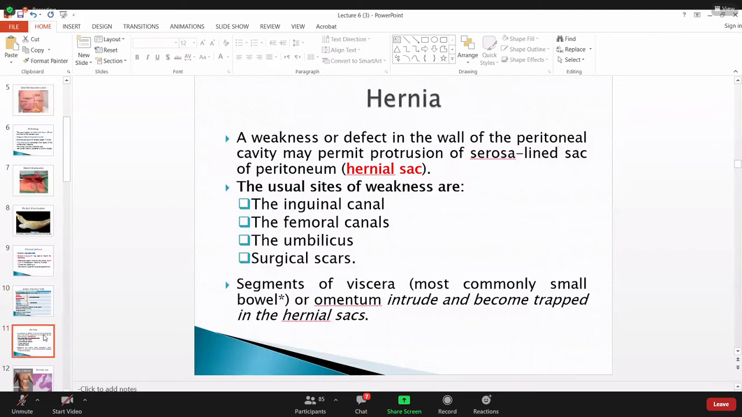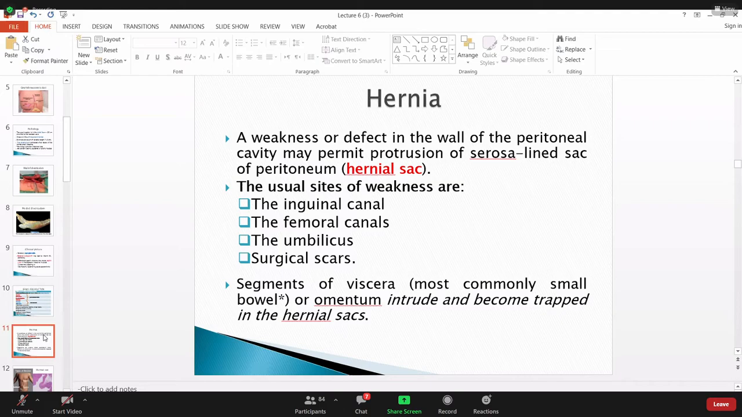The first cause of obstruction is hernia. And what did we say? Hernia is defined as protrusion of a viscus through a weak point in the wall or in the muscle. So a weakness of or defect in the wall of the peritoneal cavity, in the case of abdominal hernias, may permit protrusion of a serosal lined sac of peritoneum, which is the hernial sac, and inside the hernial sac the small or large intestine enters.